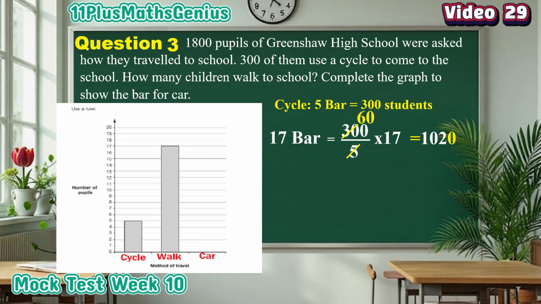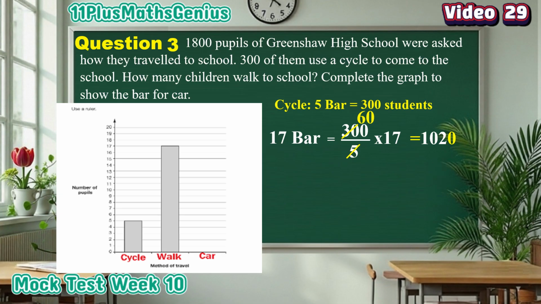How many children walk to school? Now for walk, we can see that it represents 17 bars. So in order to figure out 17 bars, we just have to do 300 divided by 5 to get each bar, and then multiply by 17 to get how many children walk to school, which gives us 1,020.